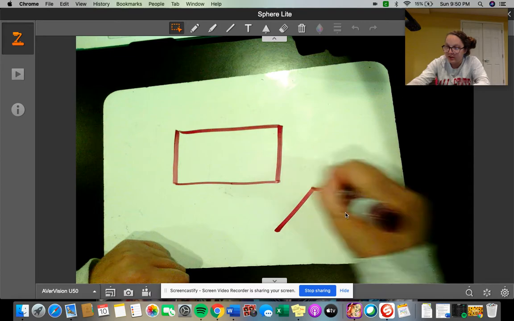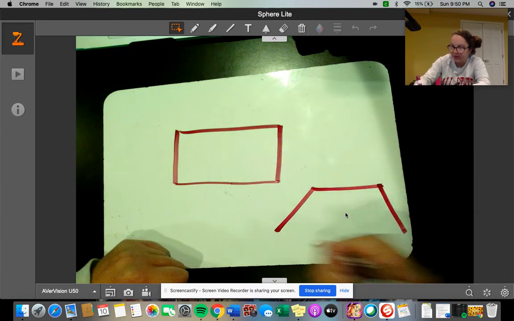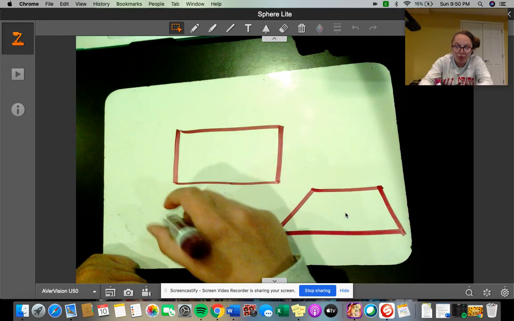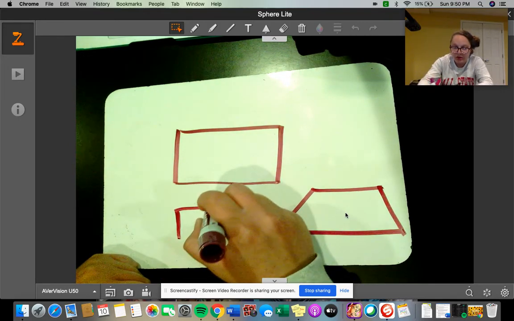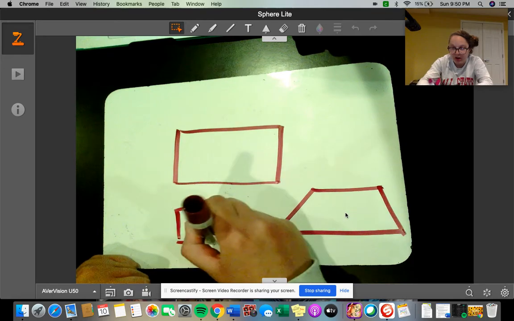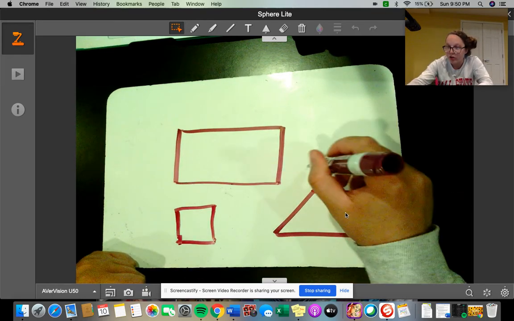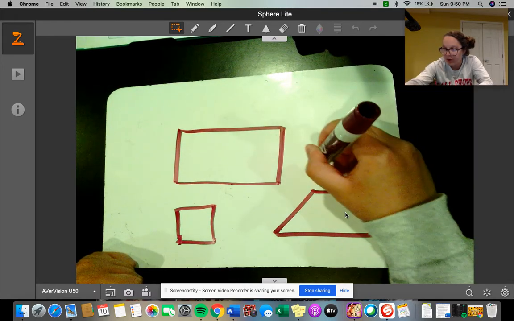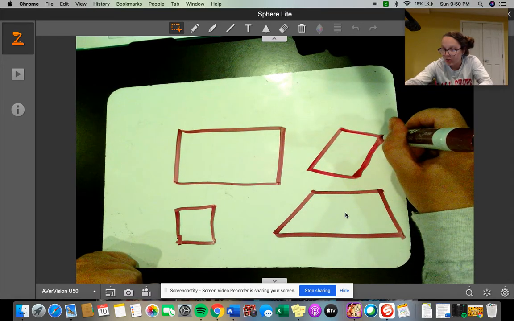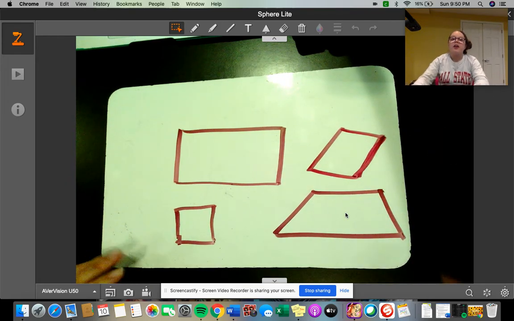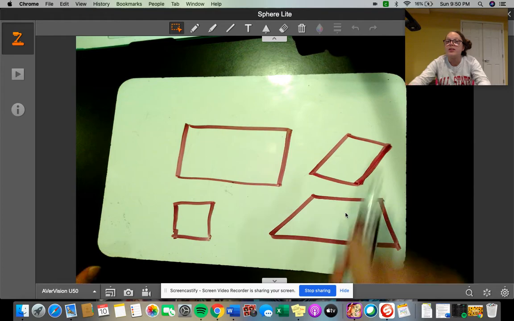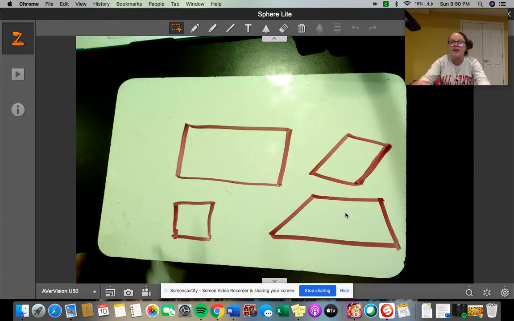I could draw another shape with 1, 2, 3, 4, and that would work. I could draw another, and that would work. Whoop, trying to make that straight line. And that would work. These all have 4 sides. So if someone said, draw me a shape with 4 sides, I could draw any of those shapes.